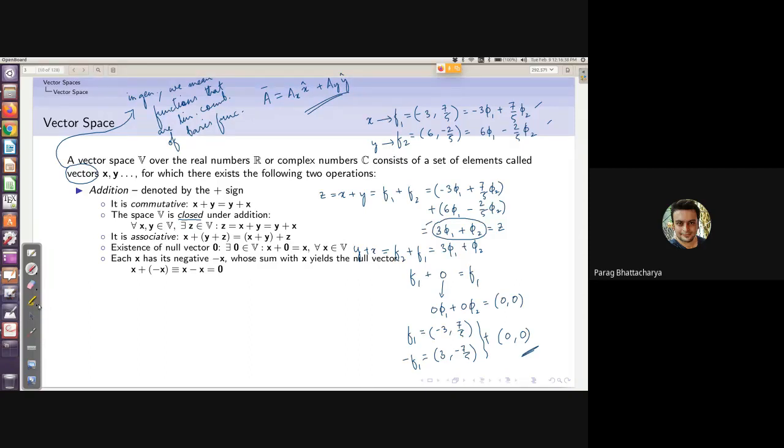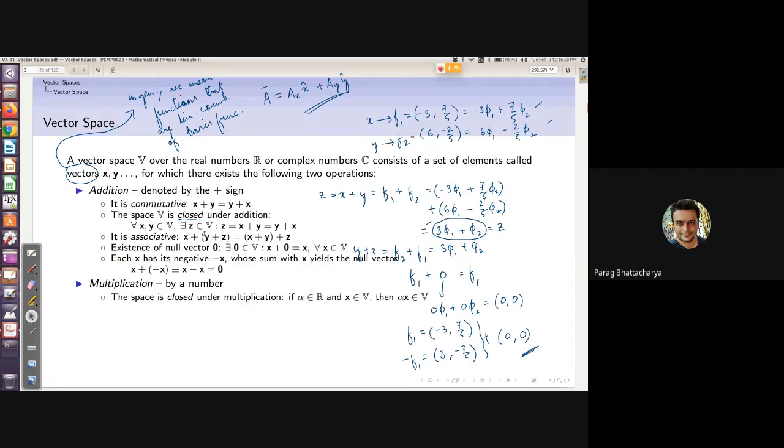So the negative of a vector is any other vector such that when you add that negative to the original vector, you get the null vector. Then the other property is multiplication by a number. The vector space is closed under multiplication. That is, suppose I have alpha, which is a real number, and x, which is an element of the vector space, then multiplying alpha, the real number, with x will also give me another quantity which also belongs to the vector space. It is basically closed.